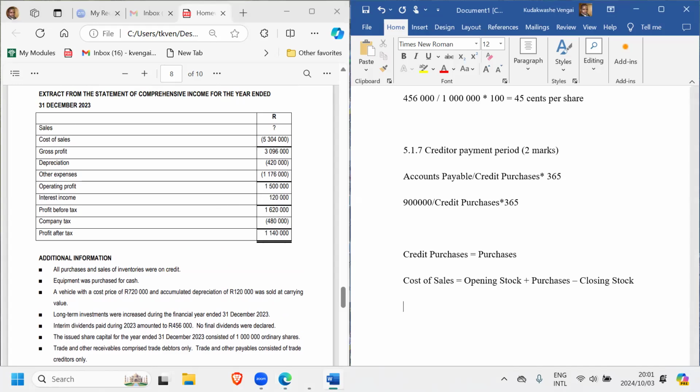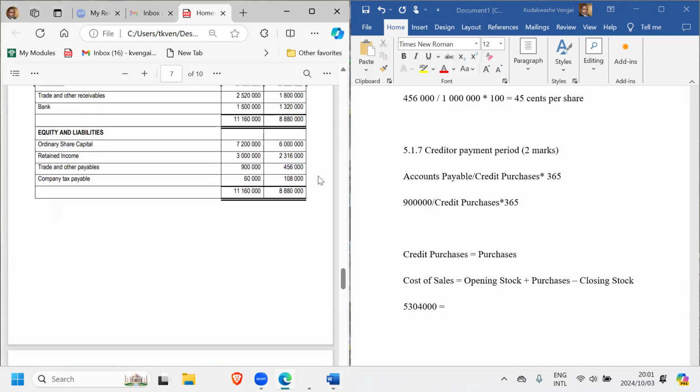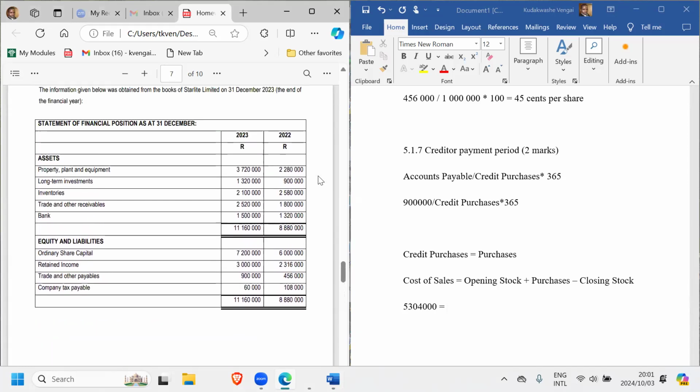Do I have cost of sales? Yes. How much is my cost of sales? 5,304,123. Do I have an opening stock? An opening stock, that's my opening inventory. Remember, stock and inventory are the same thing. So what is my opening inventory? That's the inventory from last year, which is 2,580,123. Plus purchases, which I do not know, minus closing inventory, which is 2.1 million from this year. Can I now calculate purchases? Yes, because I have the other figures. So what am I going to do?